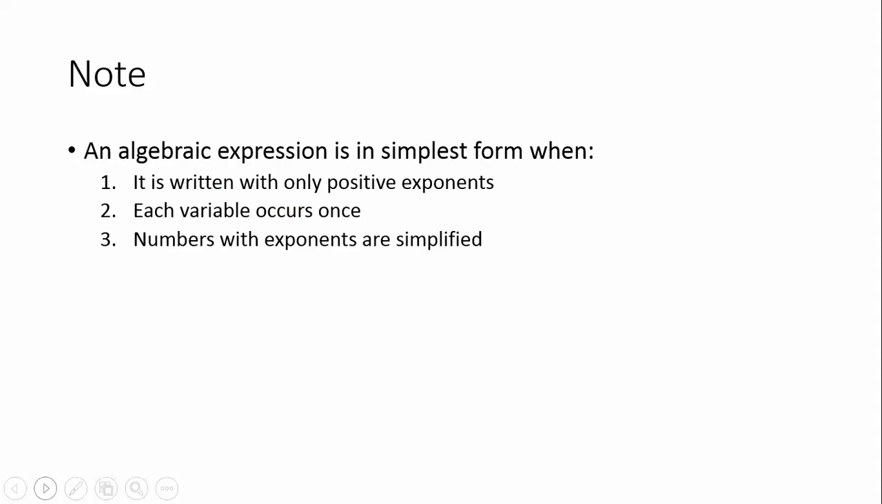Another note with an algebraic expression. When we have an algebraic expression and we want to put it in simplest form, we have to remember a few things. First, it can only be written with positive exponents. Each variable should only occur one time, and numbers with exponents are to be simplified. So we don't want to leave 2 to the fourth power in our answer because we know that 2 to the fourth power is 16.